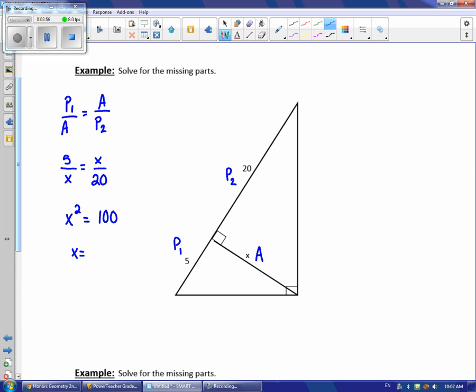Take the square root of both sides. And x is technically plus or minus 10. But we're not going to keep the negative answer because we can't have a negative side length. So we're only going to keep the positive. So x is 10.